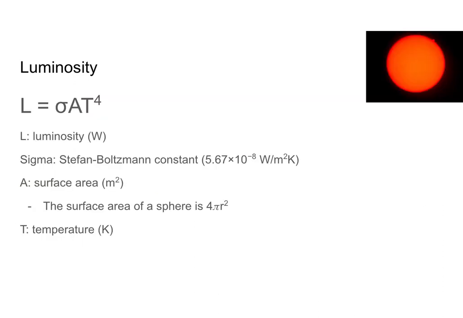So let's go ahead and start by formalizing our equation for luminosity. Luminosity, L, is measured in watts, and it's going to equal sigma, which is the Stefan-Boltzmann constant, 5.67 times 10 to the negative 8th, times the surface area of my object times the temperature of my object. Now, in this case, we're looking at stars. We assume a star is a sphere.